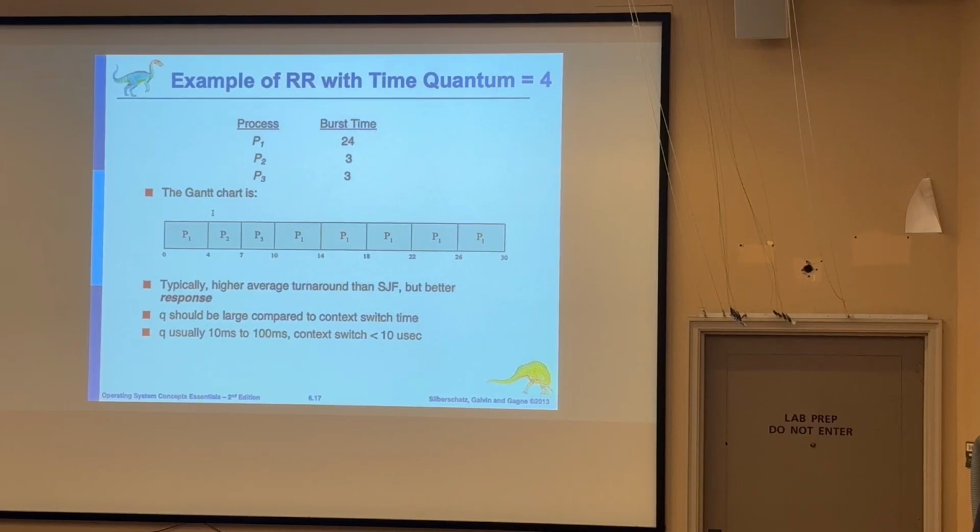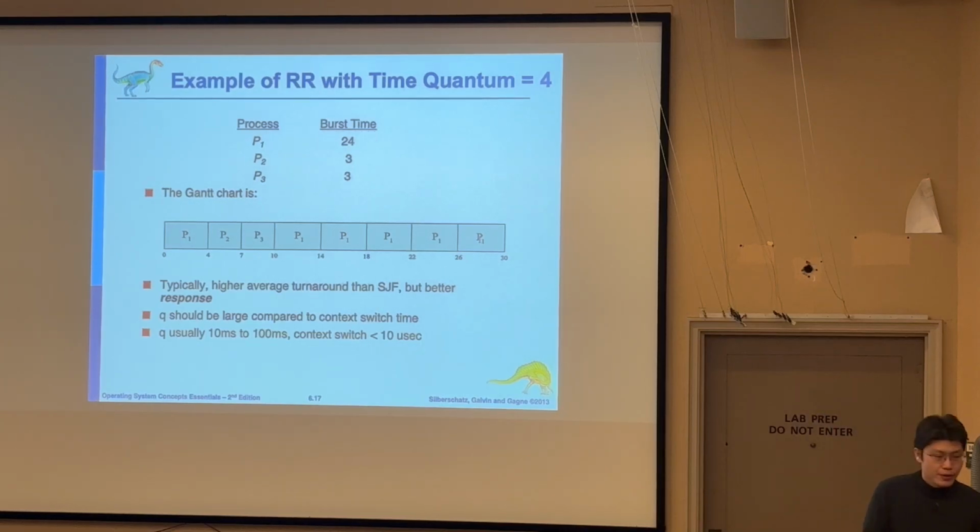This is a simple example of round robin with time quantum equal to 4. You have P1, P2, P3, and each of them will be scheduled for 4 milliseconds. P1 gets 4 milliseconds. P2 gets 3 because after 3 milliseconds it finishes its CPU burst, so it schedules itself out. And then P3 has 3. Then P1 is scheduled in to execute for 4 milliseconds, and the remaining time is just P1.